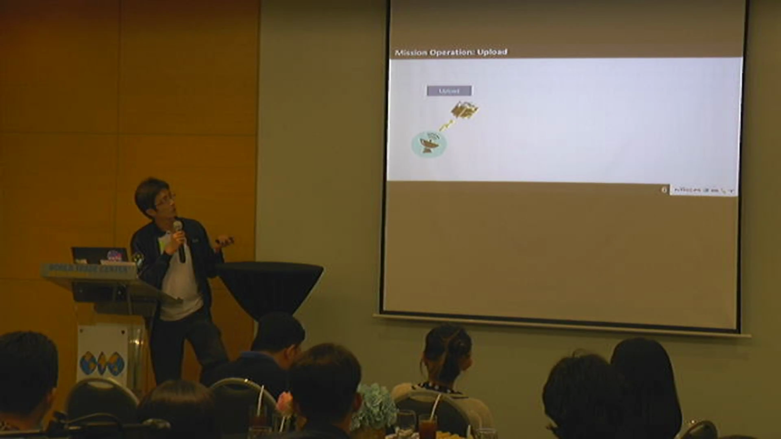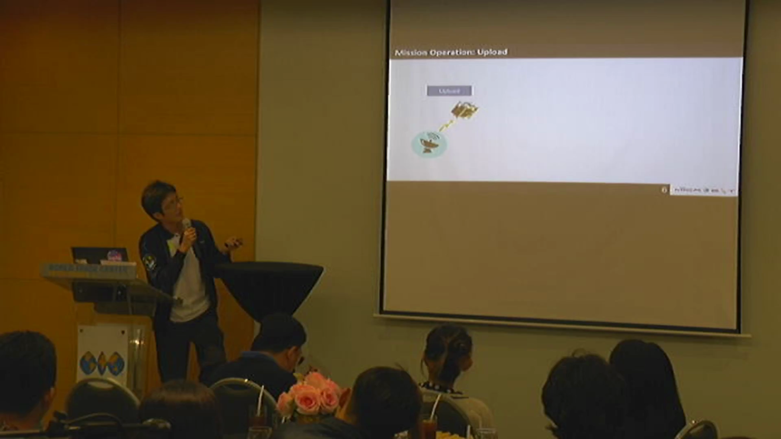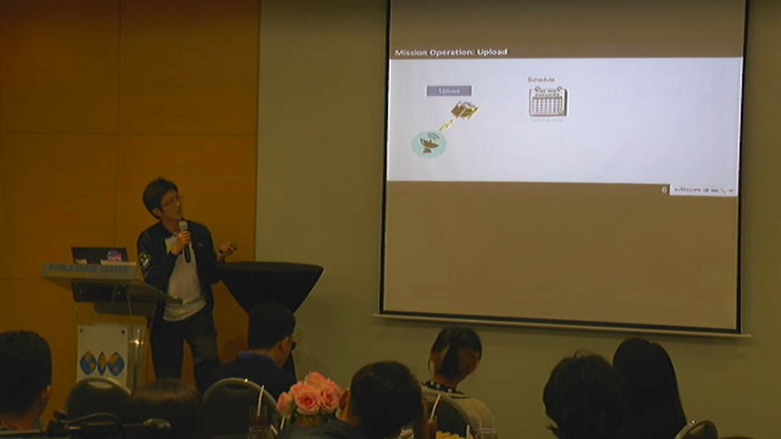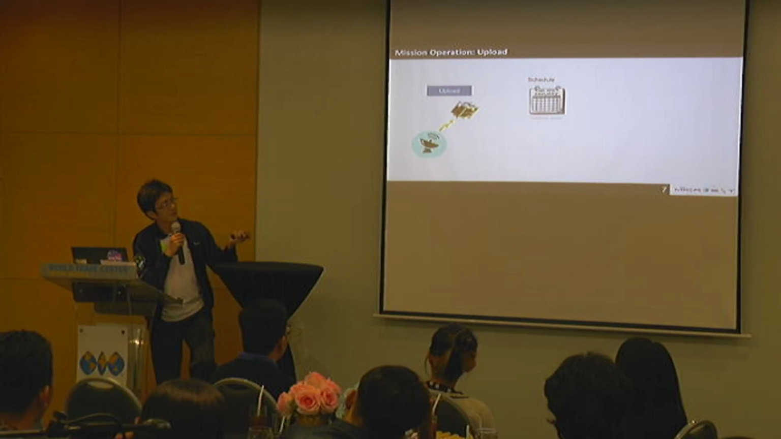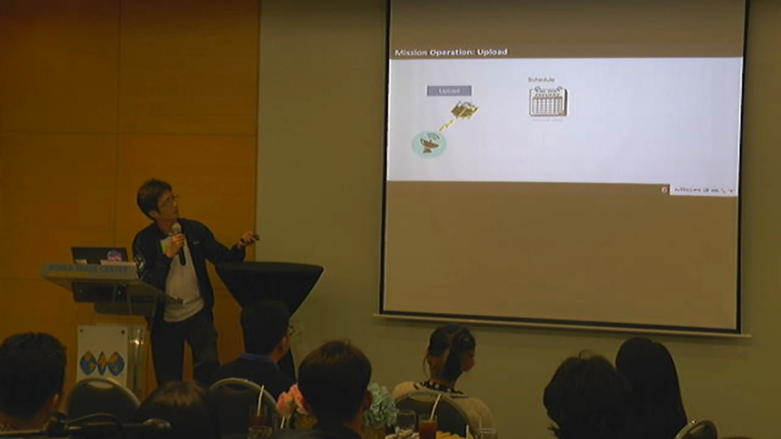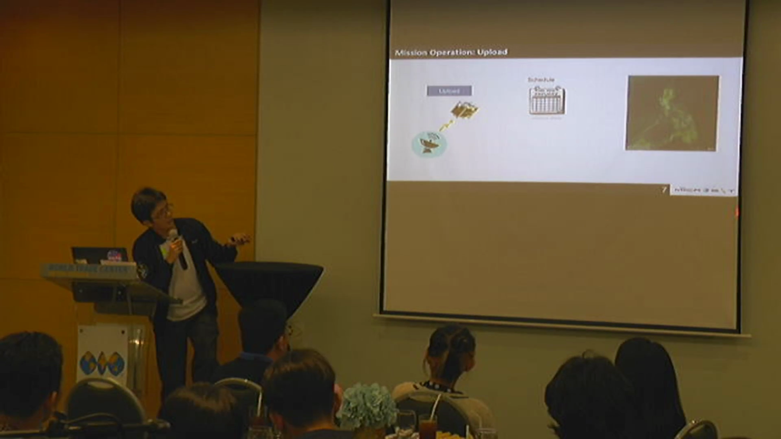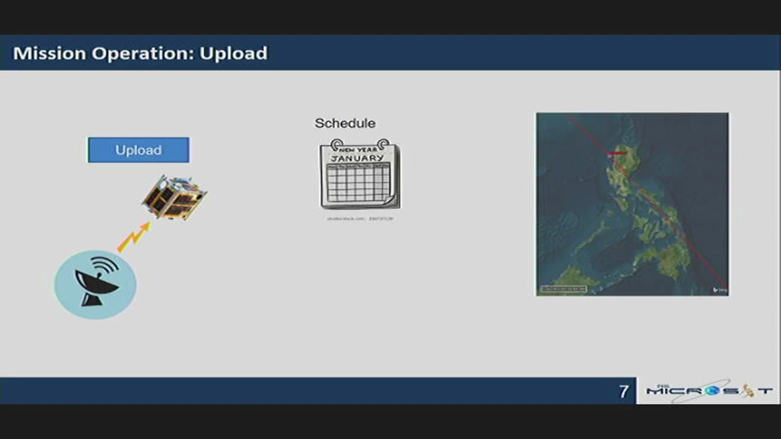To do that, first we need a schedule. We need to know when and where the satellite will pass over the Philippines. These are example passes of Diwata 1 over the Philippines. You can see the red line and the little dot moving at different places of the country. These are passes taken on different days, so we need to know where they are.